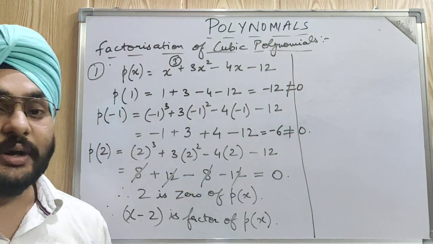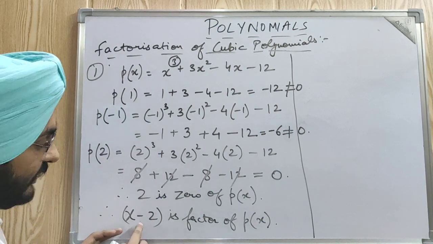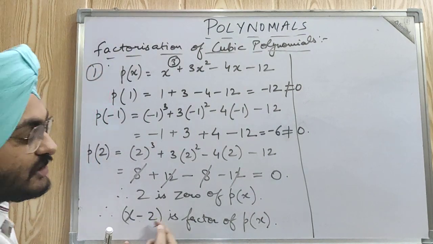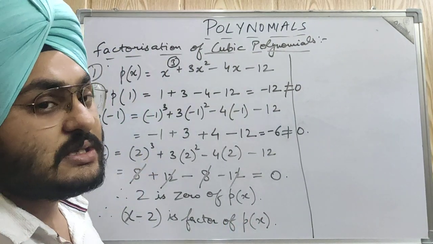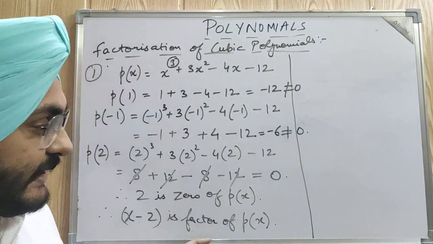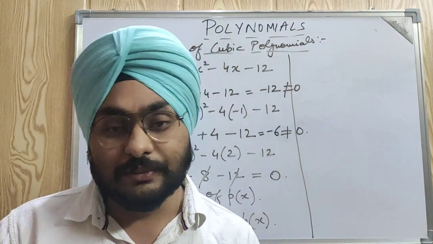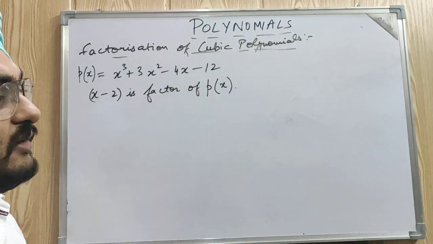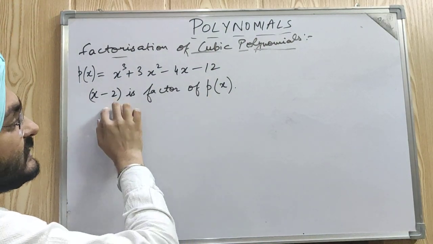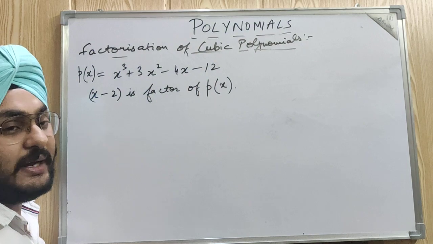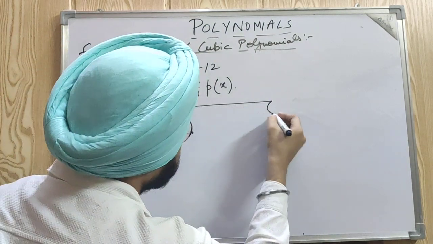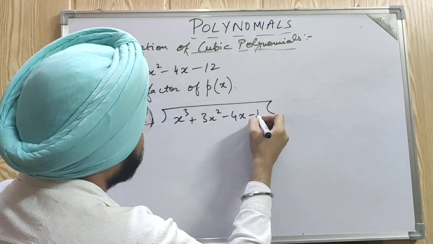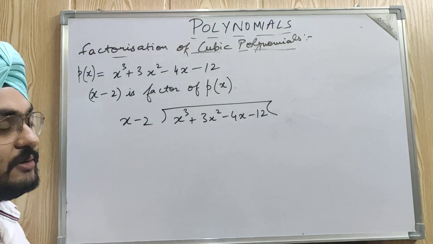Now it means if x minus 2 is a factor of px, then when we divide px by x minus 2, the remainder should be 0. So continuing this question now, we have found that x minus 2 is a factor of px. So I will be dividing x cube plus 3x square minus 4x minus 12 by x minus 2. You have learned long division in the previous video.